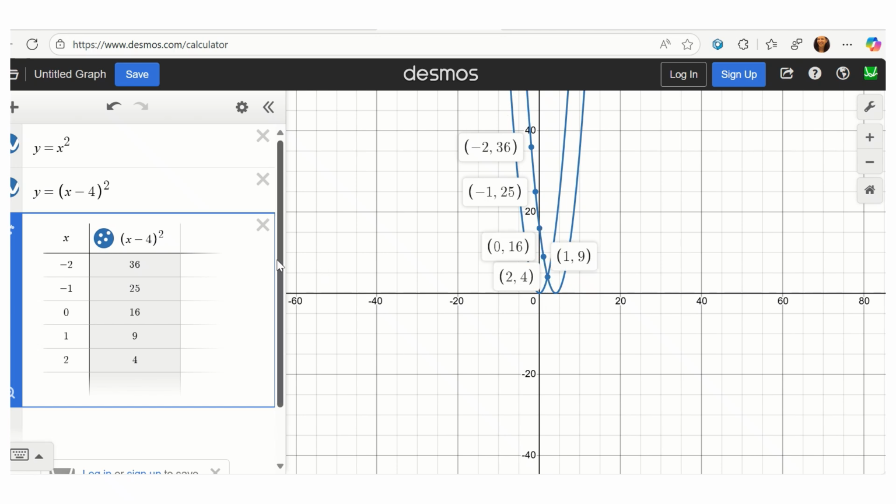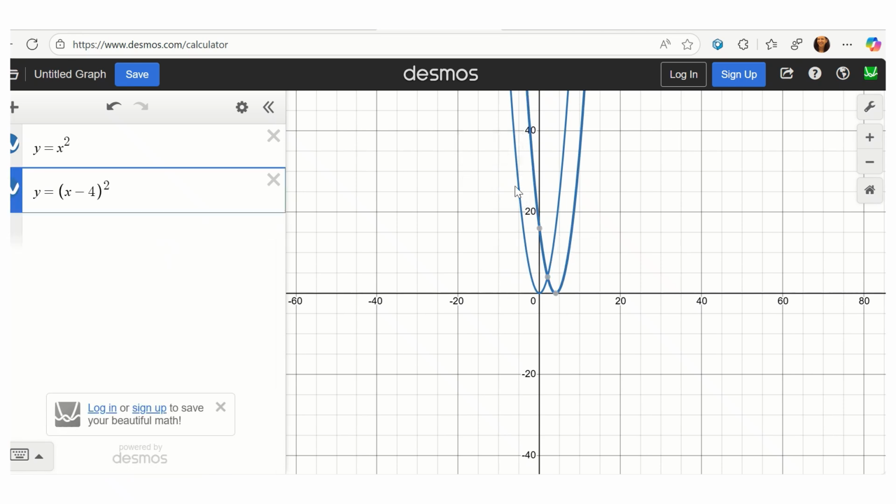And literally, if you just plug in the numbers, you will see that it does indeed slide the graph to the right. It's actually sliding it to the right, and it's sliding it to the right however far the number is. So in this case, 4 units.